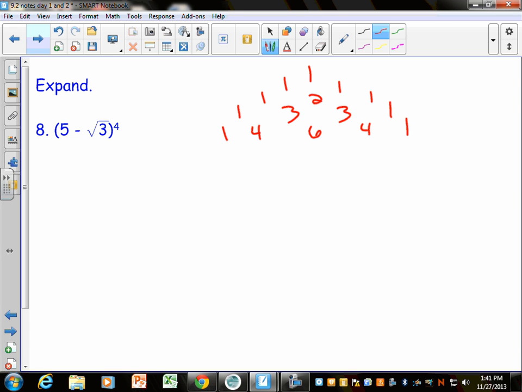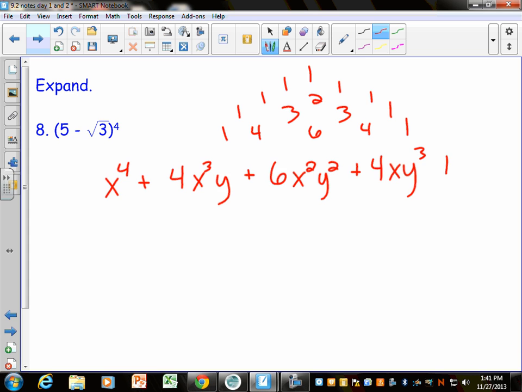So if I was writing this out, the first thing I would do is start with 1x to the 4th, plus 4, x goes down, y goes up, plus 6, x goes down, y goes up, plus 4, x, y to the 3rd, and I'm going to end with 1, y to the 4th. Really quick check: all my exponents add up to n. All of them add up to 4.